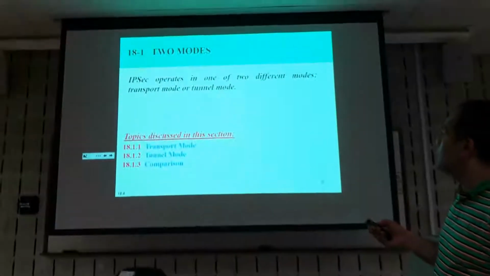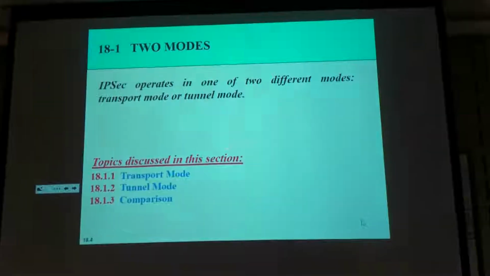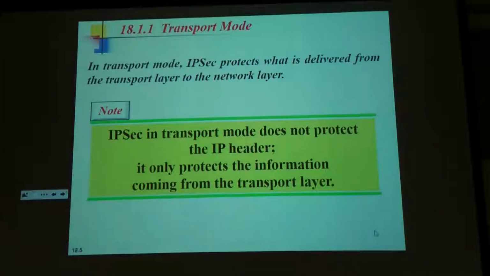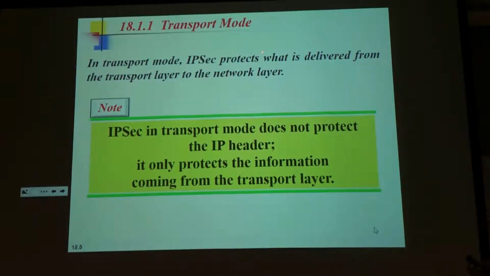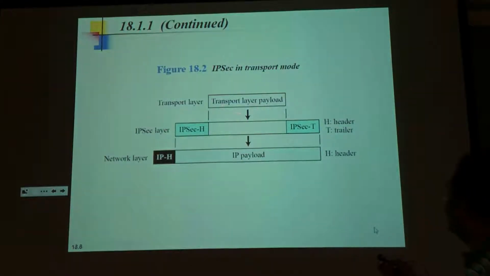So IPsec operates in one of two different modes, transport mode and tunnel mode. Let's start with the transport mode. In transport mode, IPsec protects what is delivered from the transport layer to the network layer. You see here, this is the transport layer payload. We add the IPsec header and IPsec trailer, and then everything from here to here moves as the IP payload.